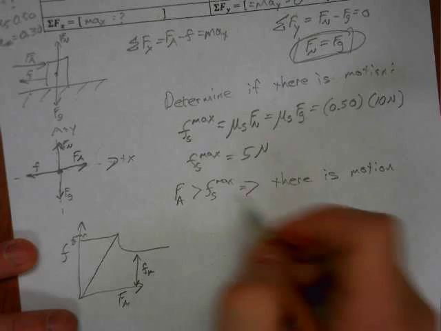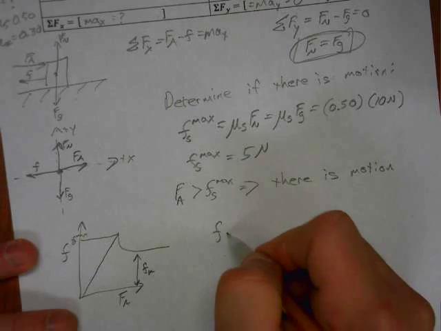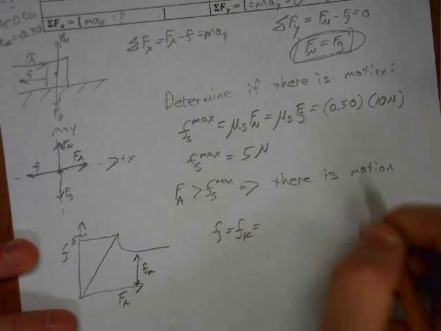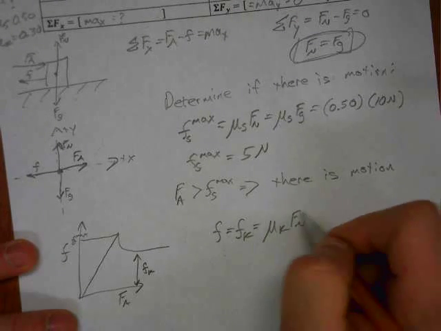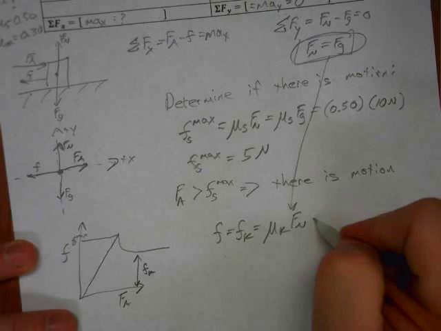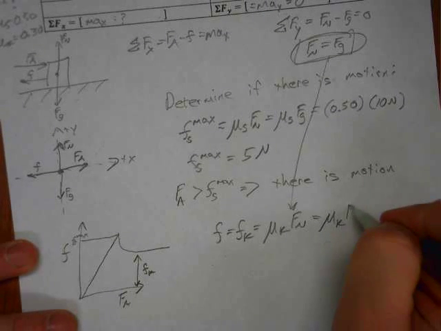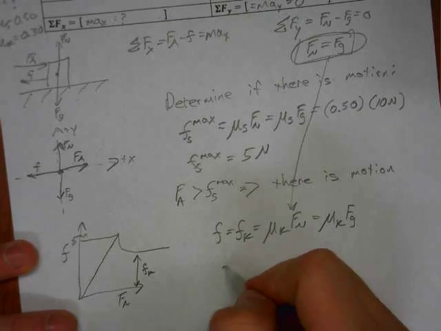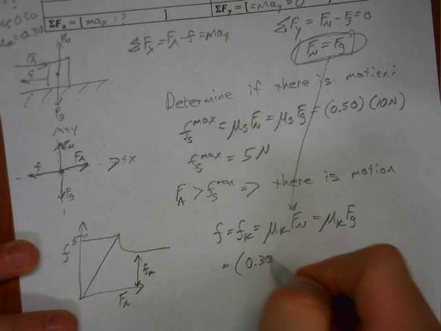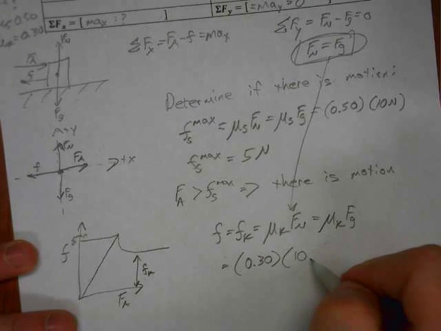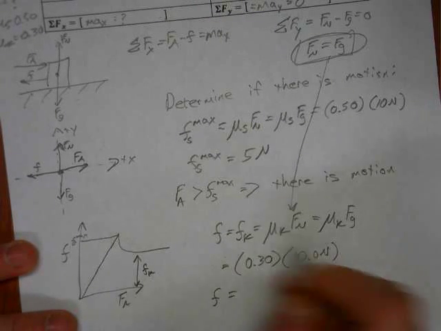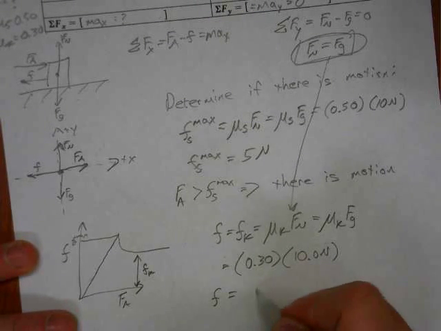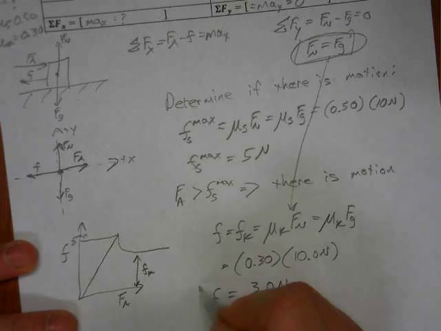So since the object is moving, we know that the force of friction equals the force of kinetic friction, which equals mu_k times F_N, but again, we know that F_N equals weight, so mu_k F_g equals 0.30 times 10.0 newtons, and the force of friction equals 3.0 newtons.